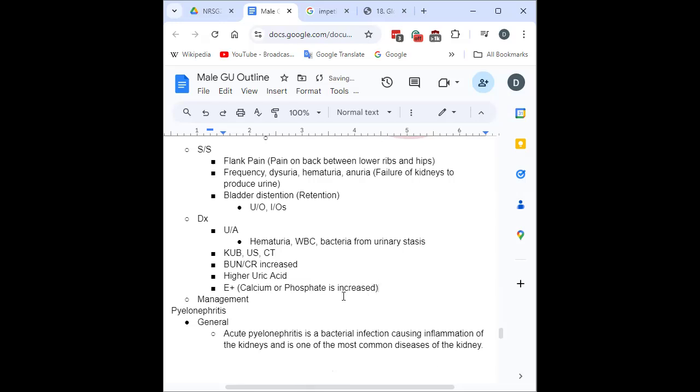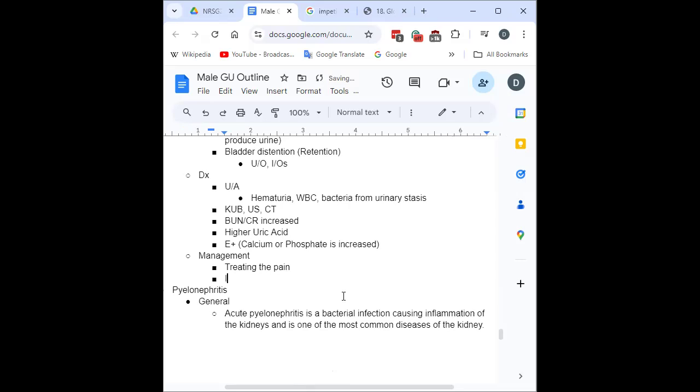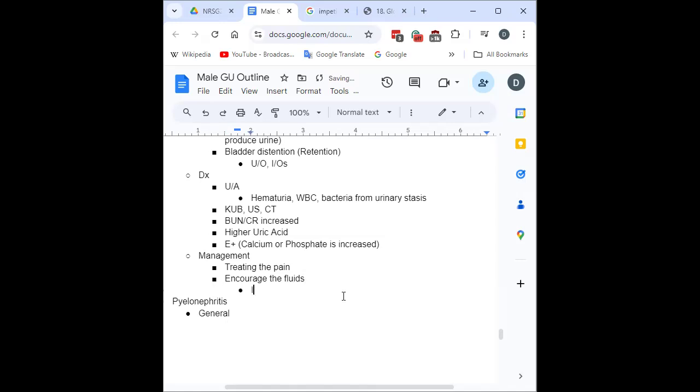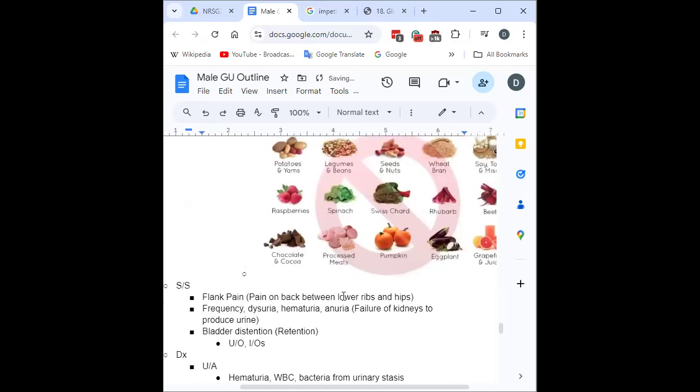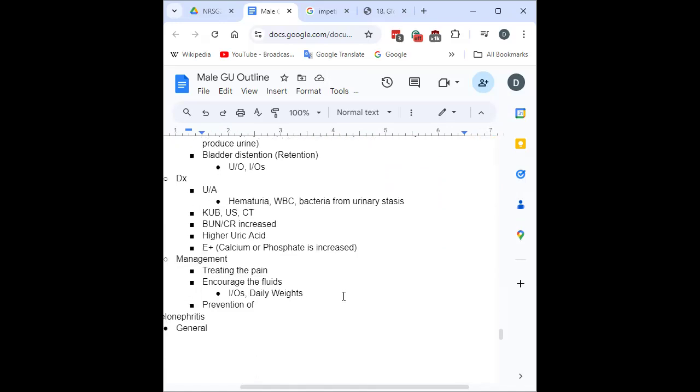Your management for that is going to be treating the pain because it hurts. You encourage the fluids because that's the reason they have the kidney stone. So obviously you're doing your I's and O's, daily weights. Prevention of infection. So we can have bleeding. The stones can aggravate the urethra and cause an open portal of entry for infection. So prevention of infection with antibiotics.